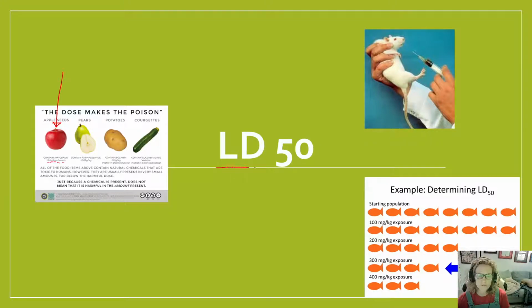Lethal dose is referring to a dose that is lethal enough to kill 50% of the population tested. For example, we've got a sample of fish here, and we start increasing the exposure to some kind of chemical or some kind of drug, and we see that the population starts to die off. When we hit 50% of the population, then we know what the lethal dose amount is that kills half that test population.